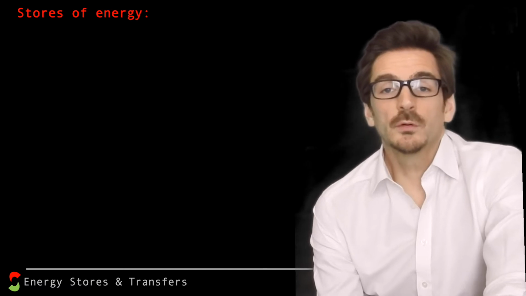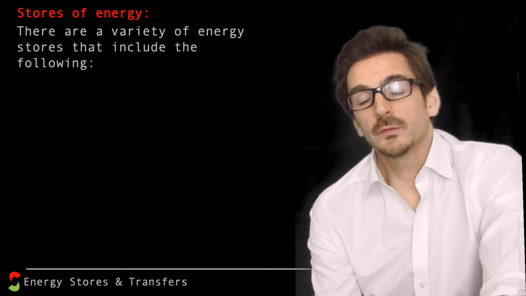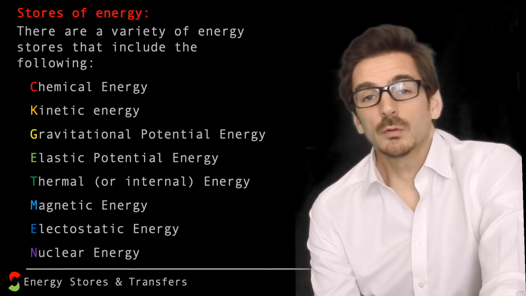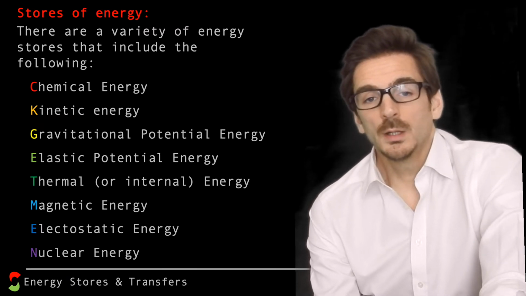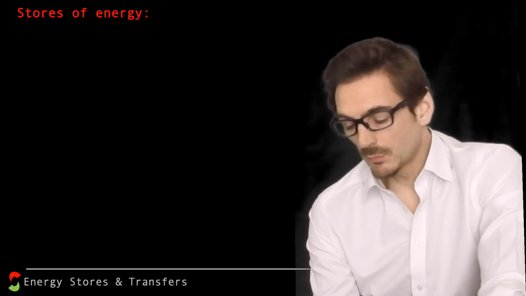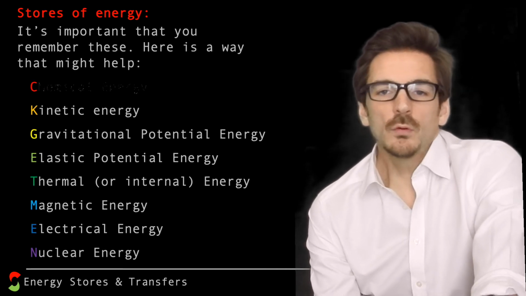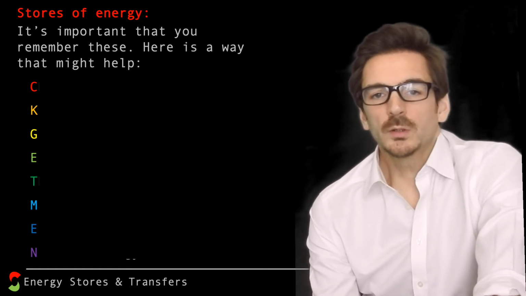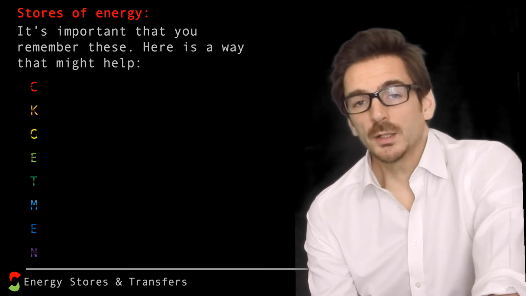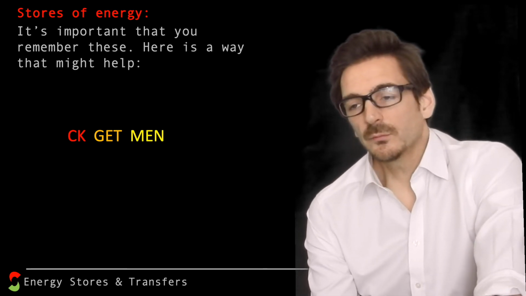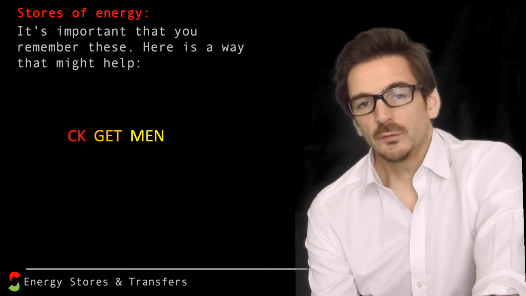Now, there are lots of different types of stores of energy, and here is a list of them for your reference. It's important that you're able to memorise these and refer to them. There are a few of them, and we're going to be looking at them individually. But to help you memorise them, we can remove all the words, leaving the first letter of each. Once we've done that, we can rearrange those letters into a helpful mnemonic. The one that I've done here is CK Getmen. But it's up to you to try and remember all of those different types of energy stores. So let's get started with having a look at them individually.